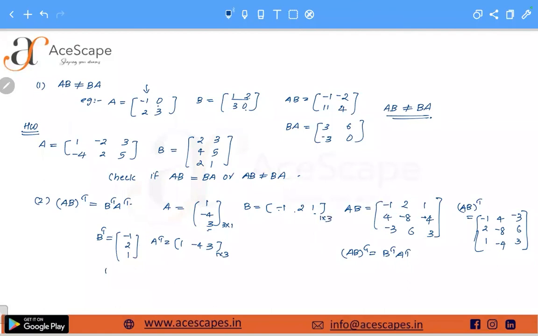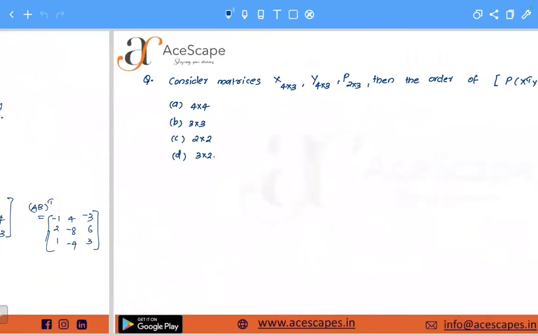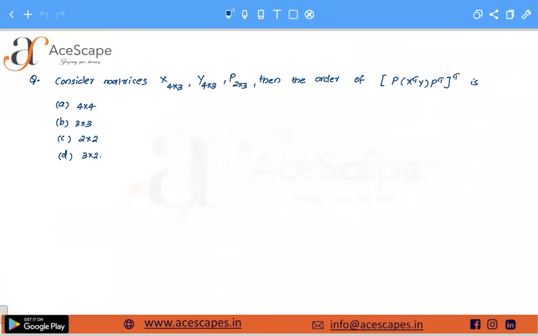Okay. Now, if we calculate B transpose into A transpose, we will get exactly the same answer, [-1, 4, -3; 2, -8, 6; 1, -4, 3], which is equal to the transpose of AB. There are so many properties, and these are two important properties regarding matrix multiplication. Okay, now let's wind up the class with a question.